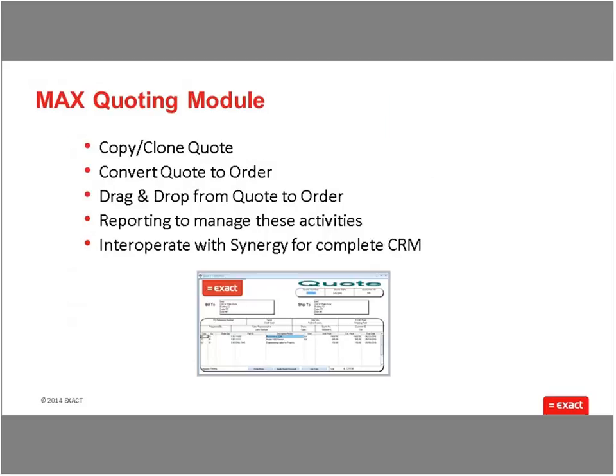Also included with the quoting module is the ability to copy or clone a quote. So if you have quote templates that are used over and over again, you can use the copy or clone function without having to re-enter all line items. You can convert from quote to order. You can drag and drop from quote to order so that if you have a quote template with 20 line items, but a customer only orders 6 of the 20, you can use your shift and control keys to highlight certain line items and drag and drop those from quote to order.